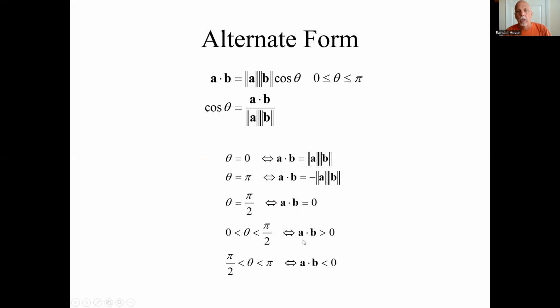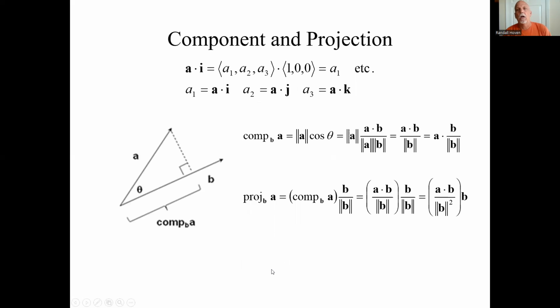If the dot product is positive, that means the angle is acute, between 0 and pi over 2. If the dot product is negative, then the angle is obtuse, between pi over 2 and pi. Component and projection. Well, if you just wanted the component, using the standard bases, you would just dot it with the standard basis you're interested in. So A dotted with i would give you the first component, or the i component vector. And you could do that with any of the components of the standard vector.